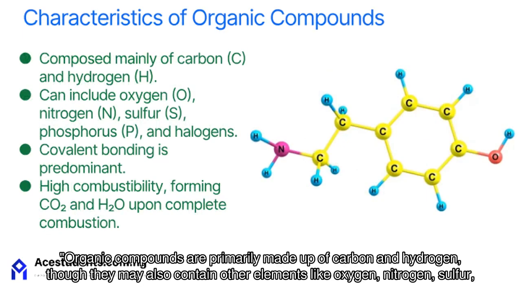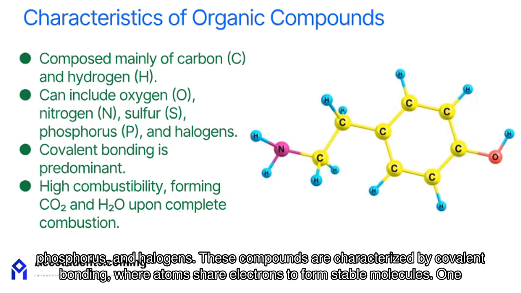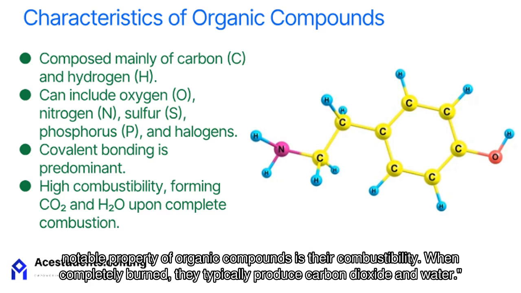Organic compounds are primarily made up of carbon and hydrogen, though they may also contain other elements like oxygen, nitrogen, sulfur, phosphorus, and halogens. These compounds are characterized by covalent bonding, where atoms share electrons to form stable molecules. One notable property of organic compounds is their combustibility. When completely burned, they typically produce carbon dioxide and water.